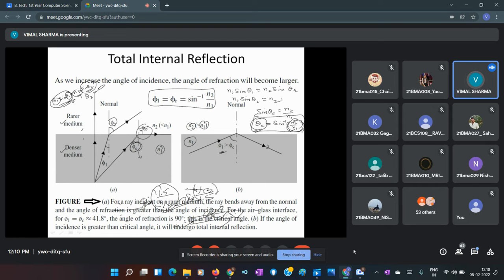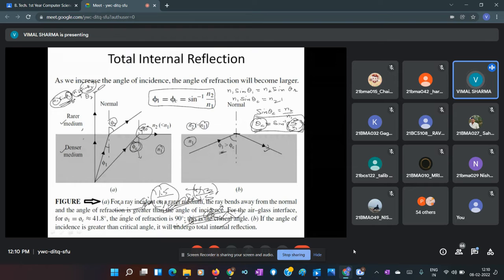From this we get this condition for total internal reflection. We see this angle depends on n2 over n1, the refractive index of the rarer medium. This is the condition, and if we further increase this angle greater than this critical angle, then we see only the reflected ray in the same medium. This phenomenon is called total internal reflection.